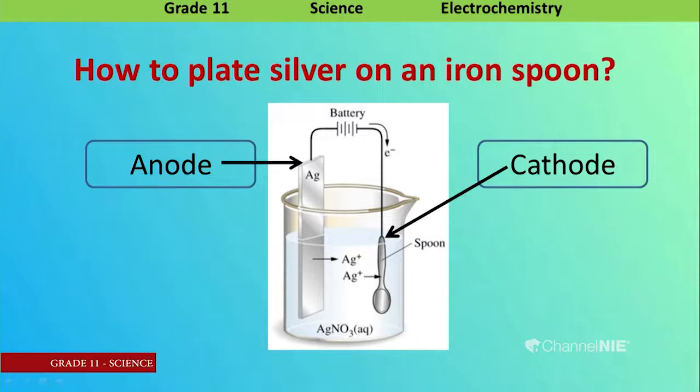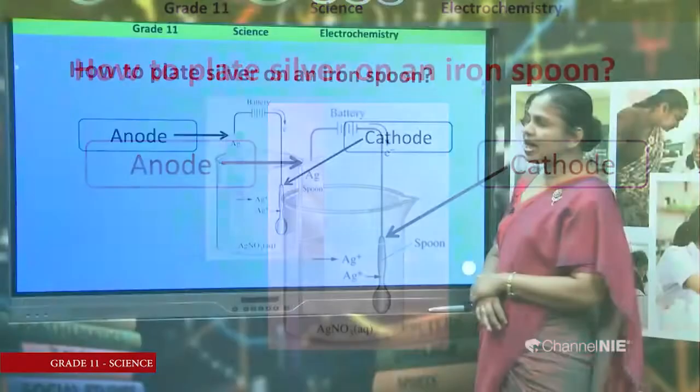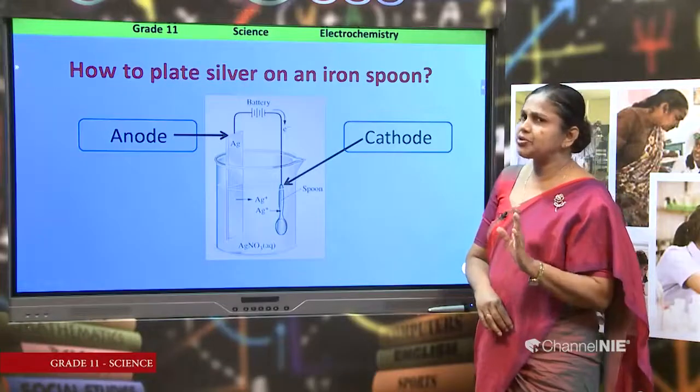Now, you know, children, the iron spoon must be taken as the cathode and the solution must be a solution that contains silver ions. Here, an example of a silver ion containing solution is silver nitrate. And the anode must be a plate or a rod of silver. Okay, right. That's all about electroplating.